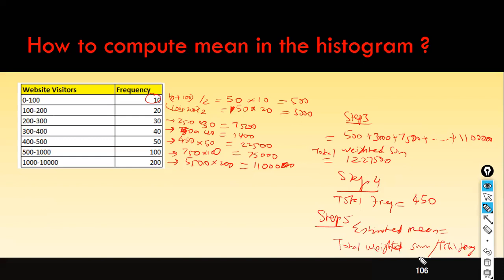You can compute the mean in the case of a histogram. In this case, it is not like 100, 200, 300, 400. It is not a single value. It is an interval. In this case, you need to compute the midpoint for the bin. Step 1. Compute midpoints for the bins. And step 2, what is step 2? Multiply each midpoint by its corresponding frequency.